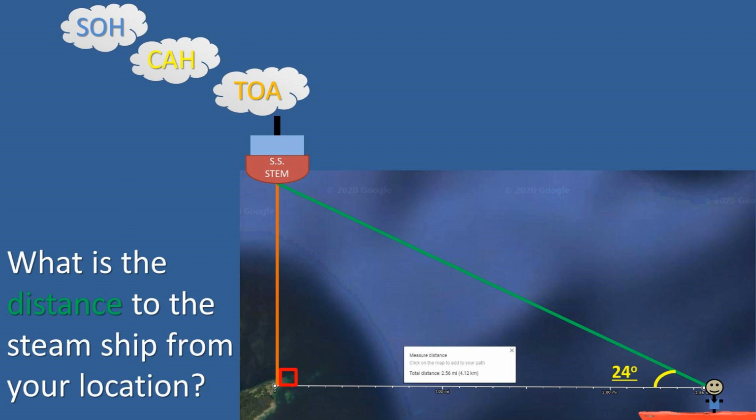This means we can use SOH CAH TOA because this forms a right triangle, or triangle with a 90-degree angle. What is the distance to this boat?